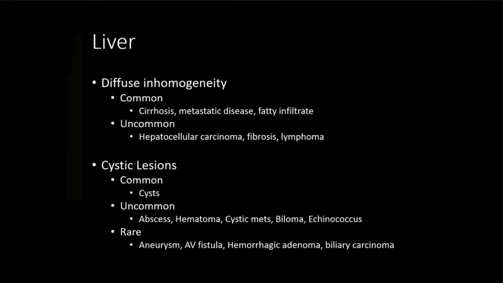If they're simple, if they're small, again, there's something that we're going to make sure we follow up on. If they are complex cysts, they're more likely to be abscesses, hematoma, cystic mets. It could be a biloma or echinococcus. And then rare things, aneurysms, fistulas, hemorrhagic adenoma, or biliary carcinoma. And it's actually nice if you put some color on there, you can actually help differentiate.